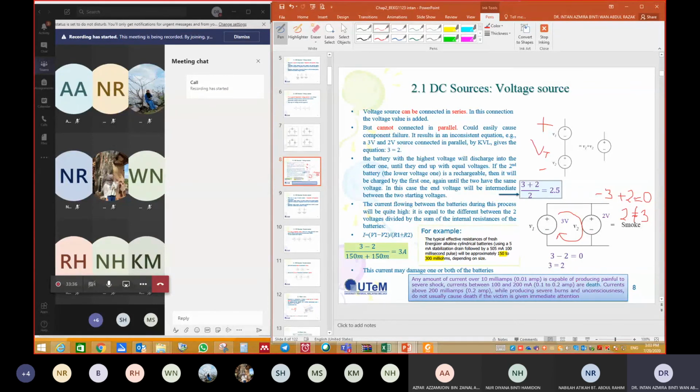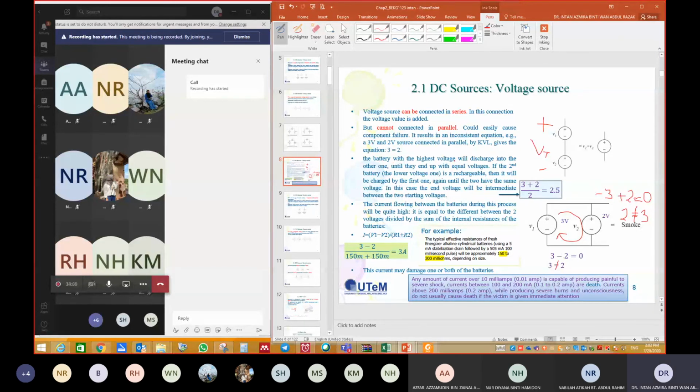Okay. In this equation, we use the second sign. So positive 3 and negative 2. 3 minus 2 equal to 0. And 3 is not equal to 2. Okay.